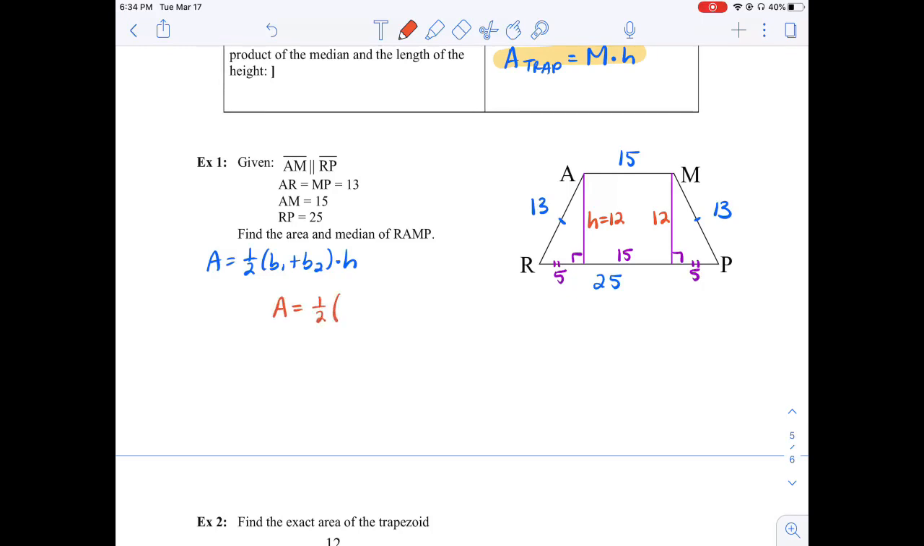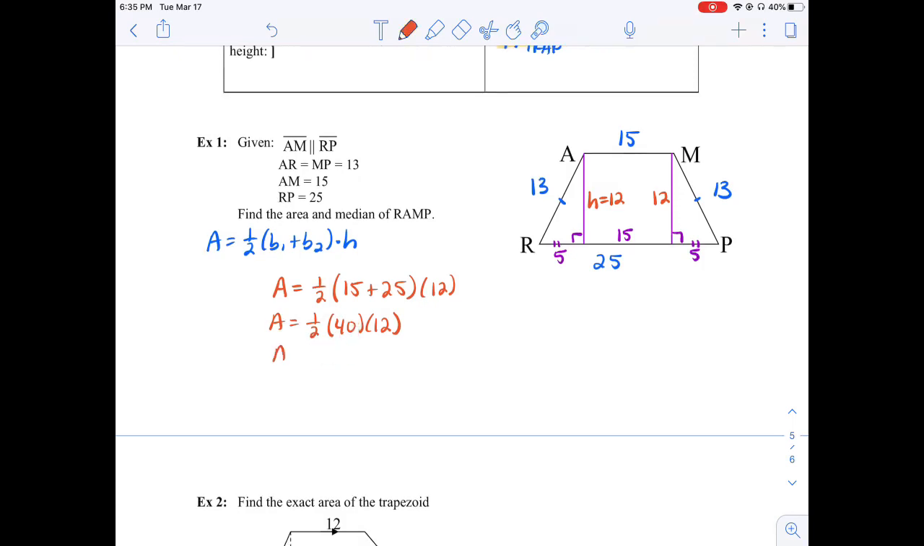So that would make base 1 15 plus base 2 of 25 times our height of 12. So now this gives us 1/2 of 40 times 12. Now you have a couple of options. You could multiply the 40 and 12, or sometimes the mental math is easier if we reduce these numbers. The 1/2 only multiplies with one of them. So maybe let's do 1/2 of 40. So that gives us 20 times 12.